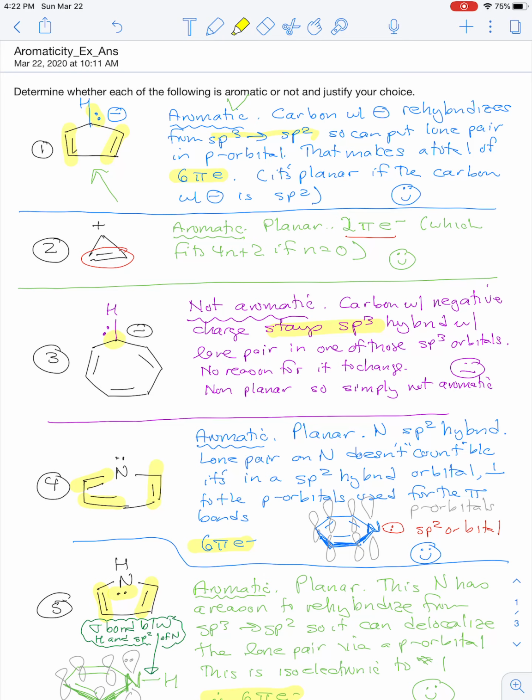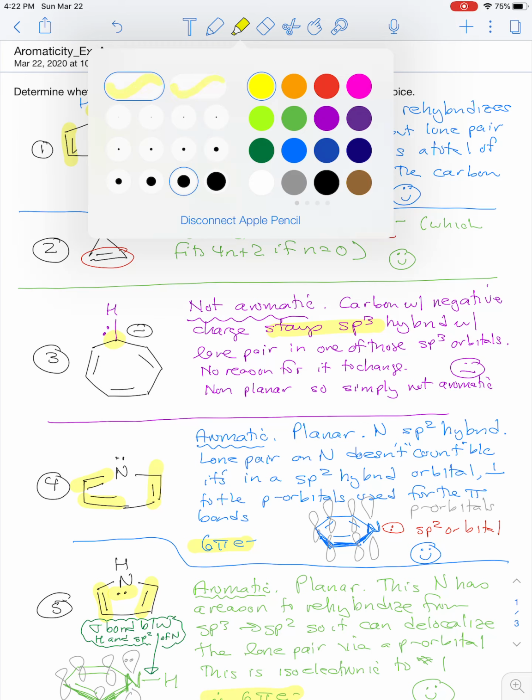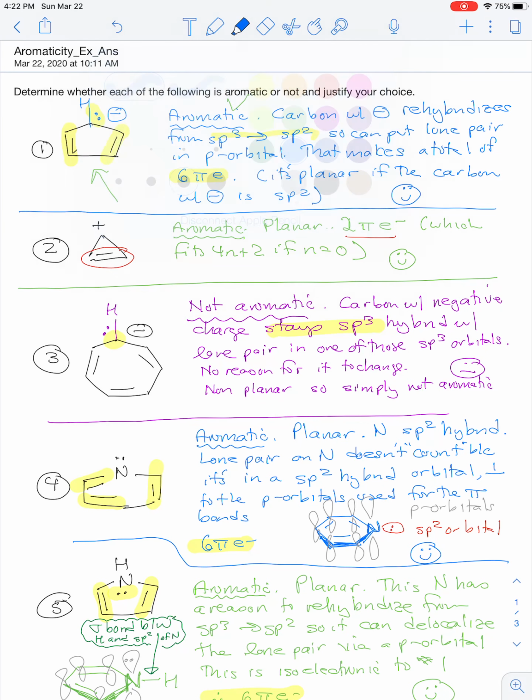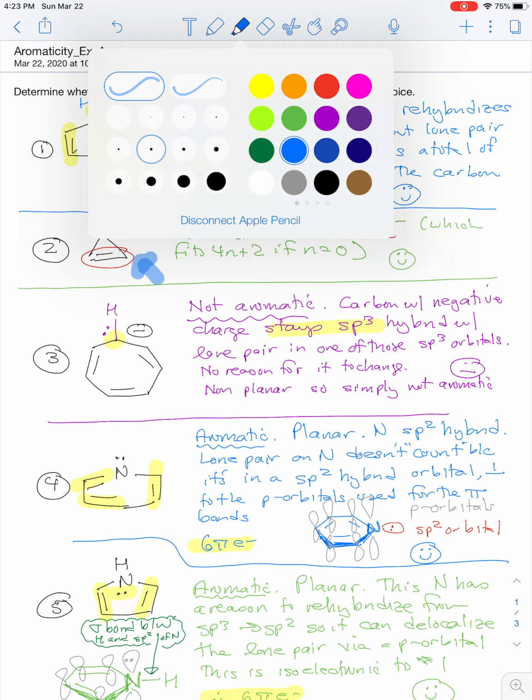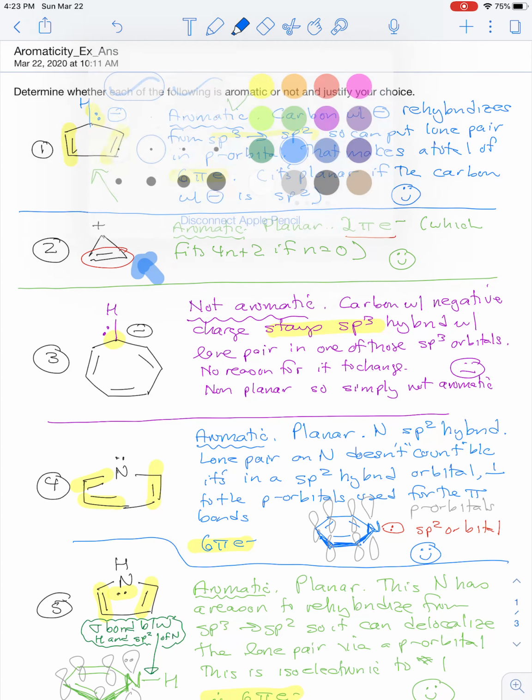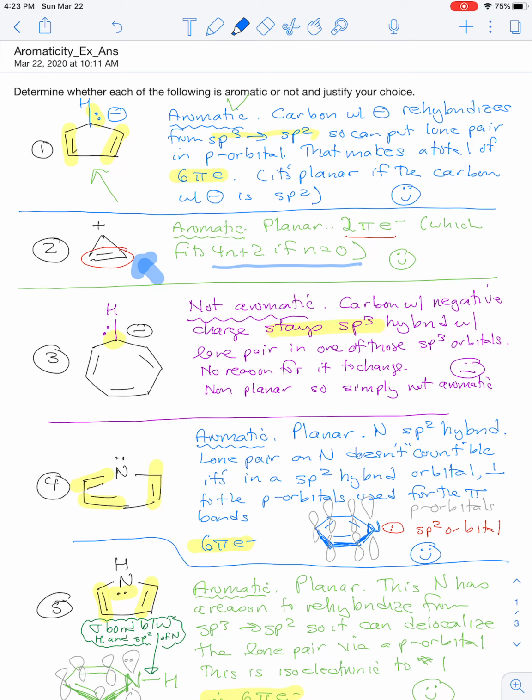The second one looks really weird and really unstable, but it turns out that it's actually pretty stable. And at least based on aromaticity, this particular molecule is going to be aromatic. It's planar, it has no choice. It has 2 pi electrons, and that fits the pattern of 4n plus 2, if n equals 0, which again seems a little strange, but there you go.